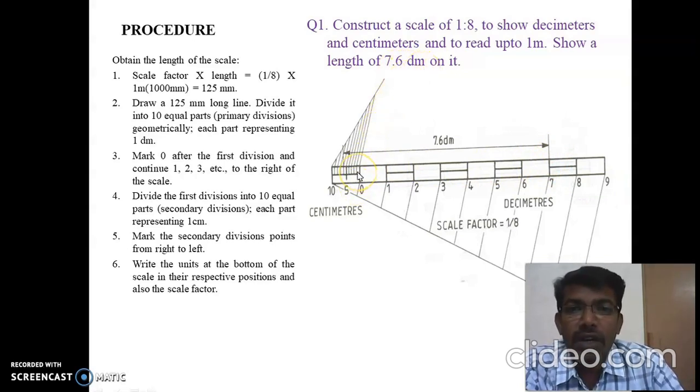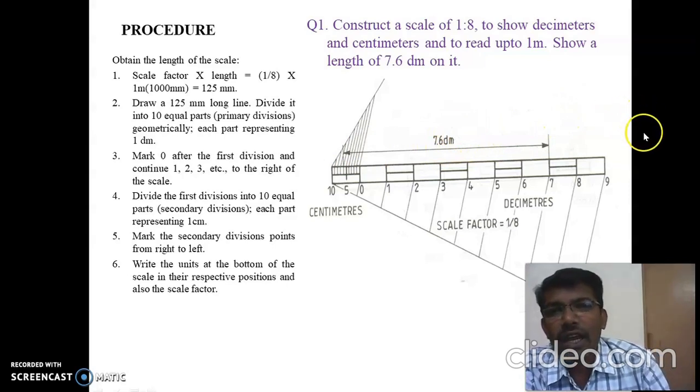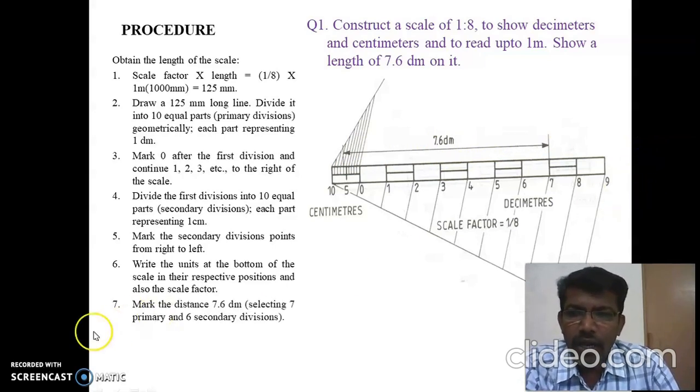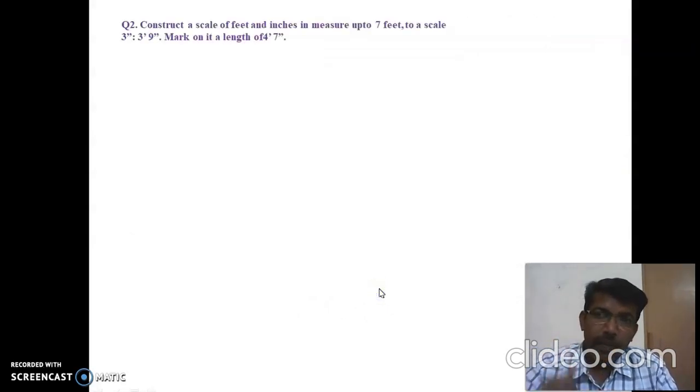In the subdivision, one division represents 1 centimeter. So I count 1, 2, 3, 4, 5 and 6. So now from the 6th subdivision I will draw a line and I have a dimension line on that. It represents 7.6 decimeters. So this is how to produce the scale in a normal manner, right? So let us see, mark the 7.6 decimeters, selecting 7 in the primary scale and 6 in the secondary division, right? So next we'll go for another problem.